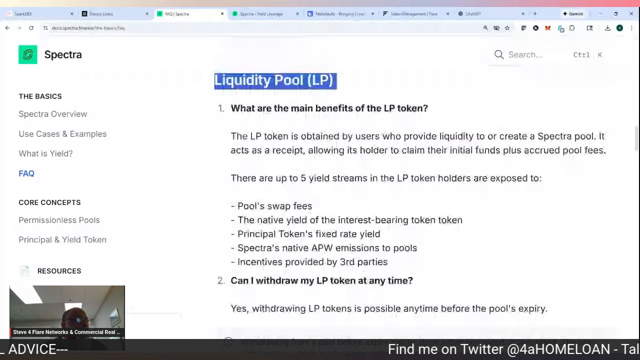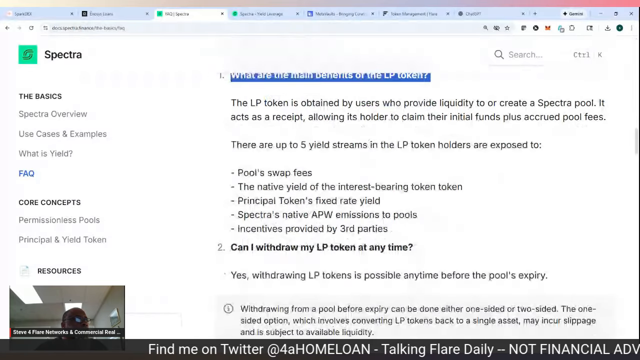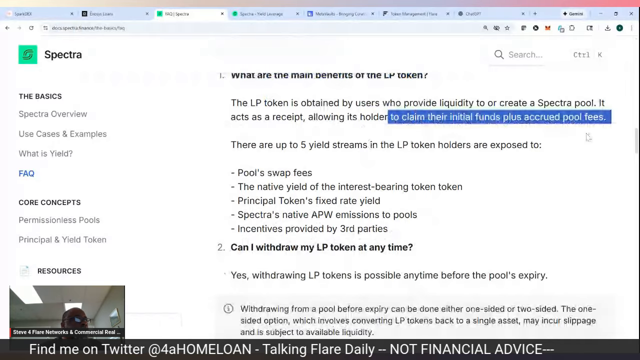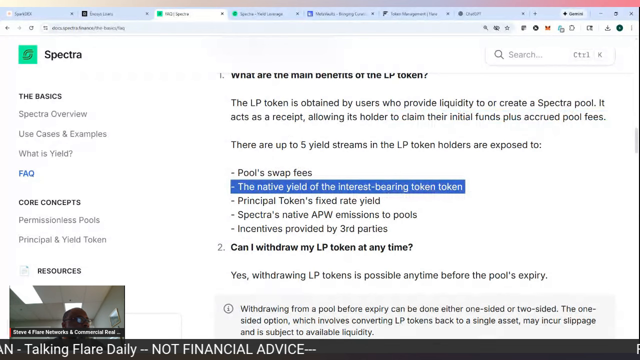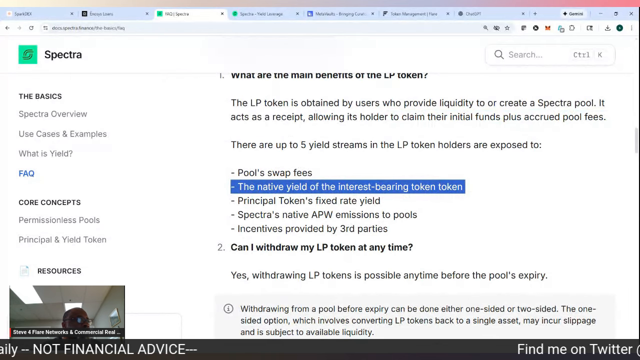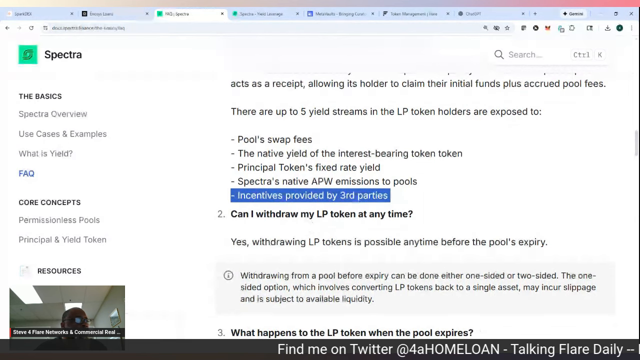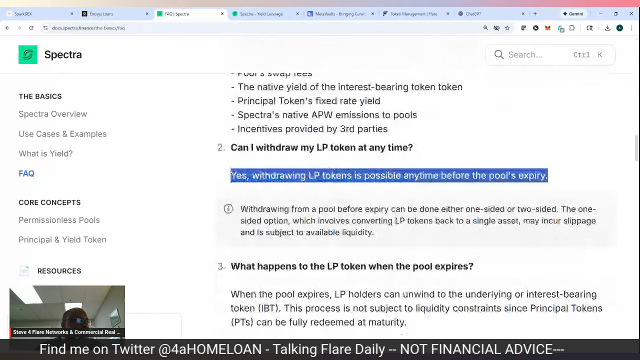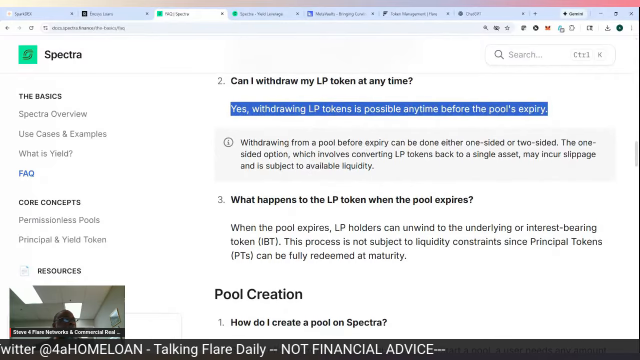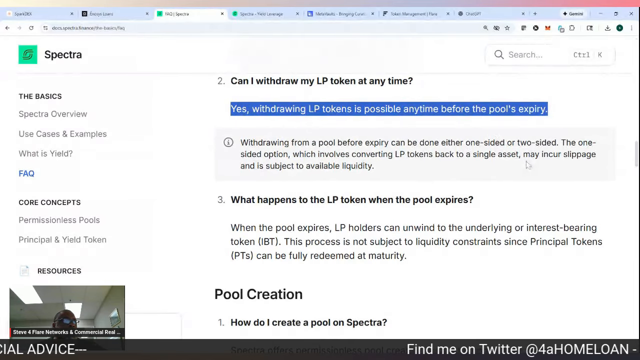Liquidity pool, what are the main benefits of the LP token? The LP token provides us with accrued pool fees, swap fees, and native yield. Obviously, the LP provides liquidity for the platform. Principal token, I went over these before. Can I withdraw my LP tokens at any time? Yes, you can withdraw at any time before the pool's expiration, but withdrawing from the pool before expiration can be either one-sided or two-sided. The one-sided option involves converting your LP tokens back to a single asset and may incur slippage.